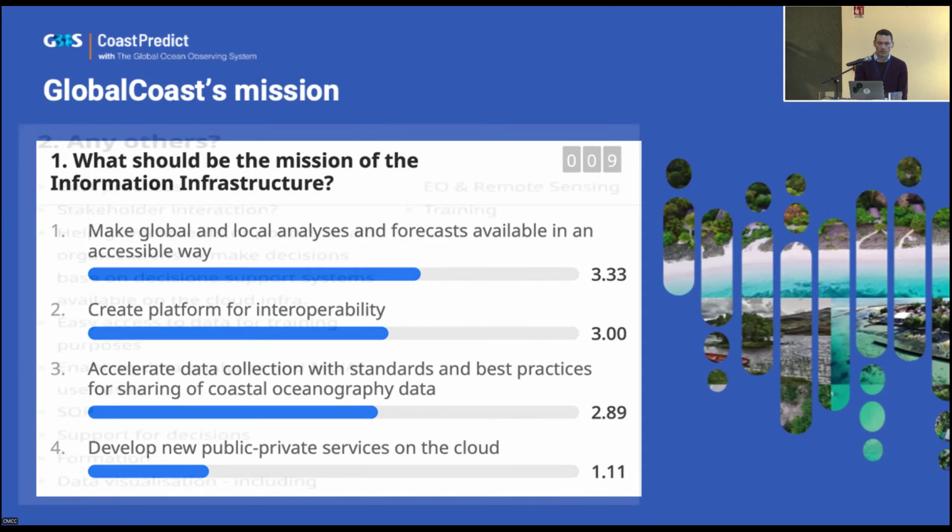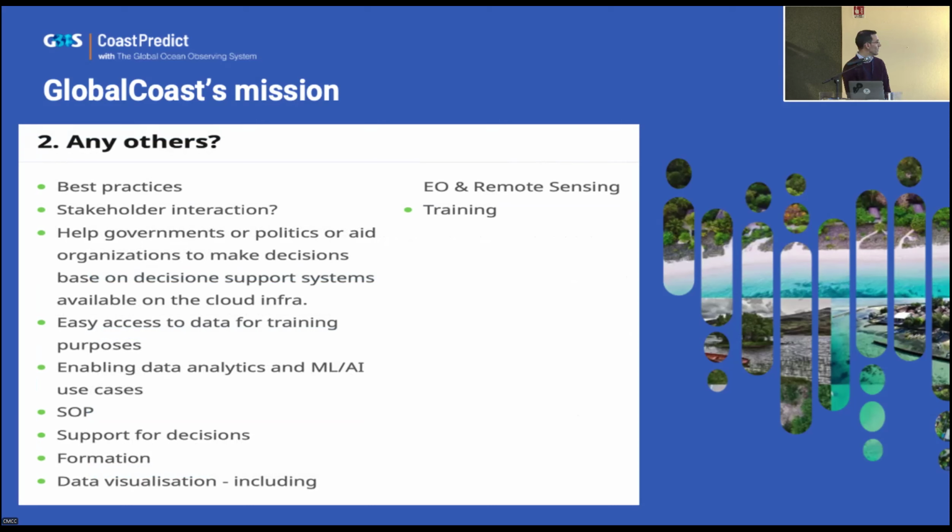But we also decided to ask the audience if there were some points that we were missing. Among these, some of the points suggested by the audience were about the use of best practices, about training, so that the user can use this cloud solution, and also accessing the data in an easy way, as well as supporting data analytics and AI use cases, and providing support for the decision tools.